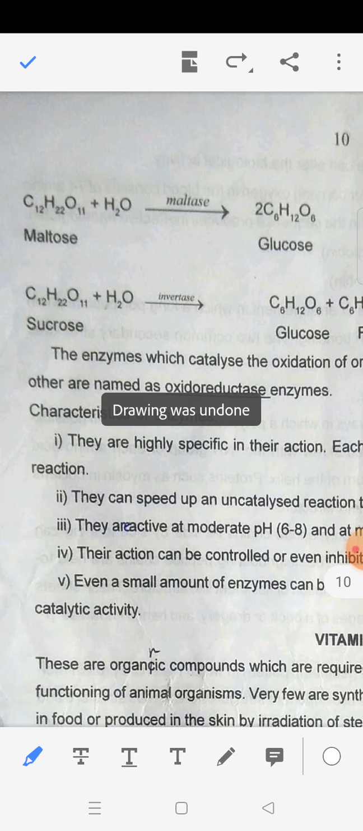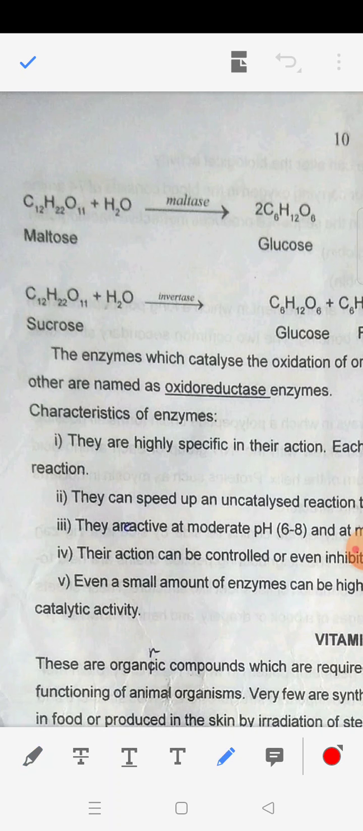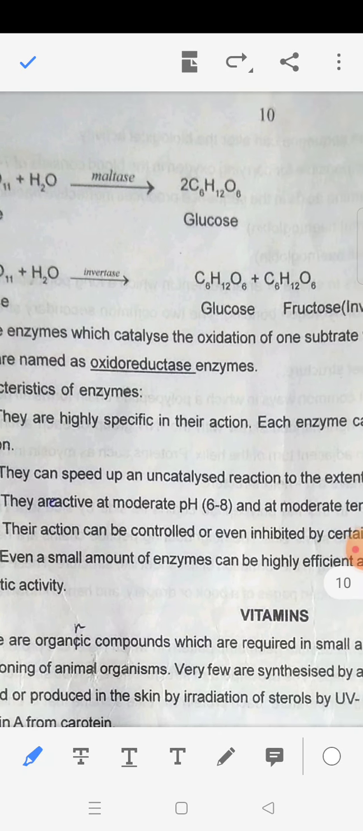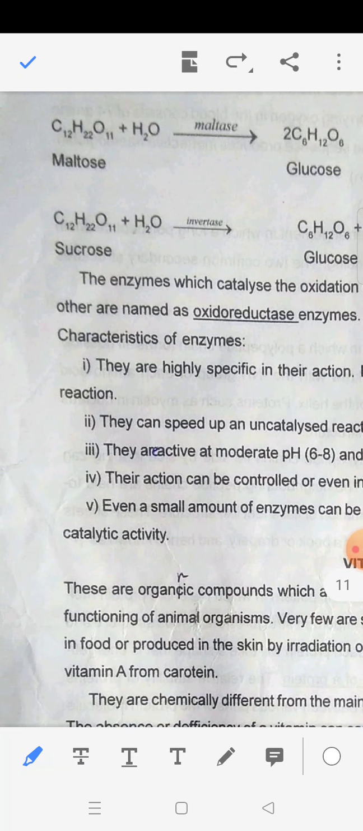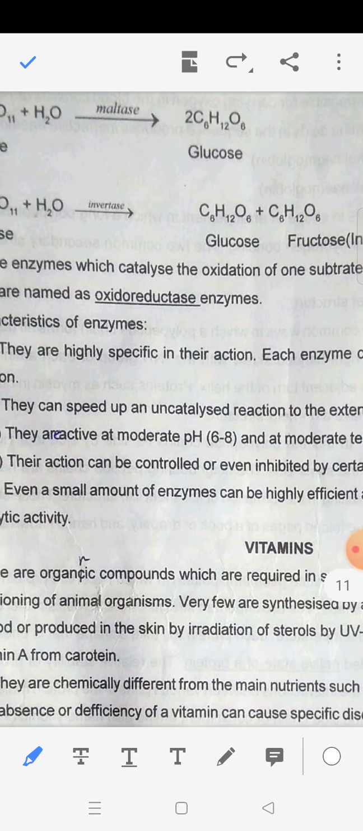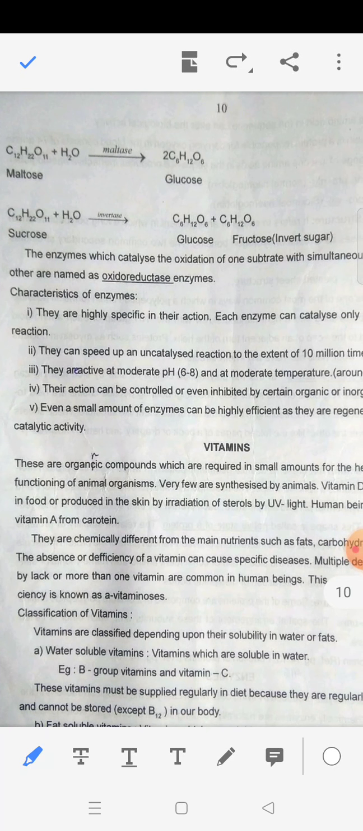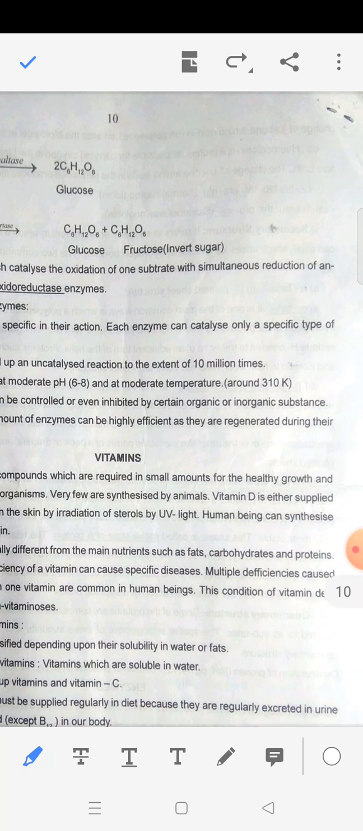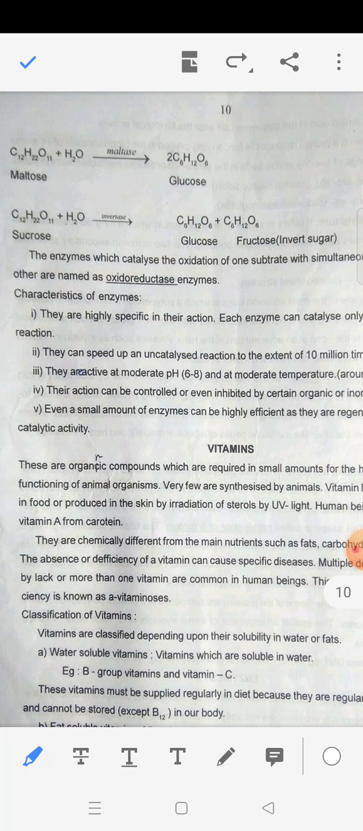There is another enzyme which you will find by the name oxidoreductase. As the name suggests, you can understand it helps in oxidation and reduction processes. The enzyme which catalyzes the oxidation of one substrate with simultaneous reduction of the other is named as oxidoreductase enzymes. There are certain characteristics of these enzymes. Number one, they are highly specific in their action. Each enzyme can catalyze only a specific type of reaction. So one enzyme cannot do multiple functions. They are very particular for a particular set of reactions.